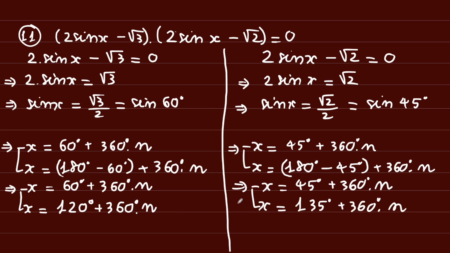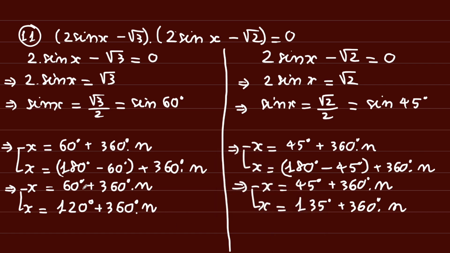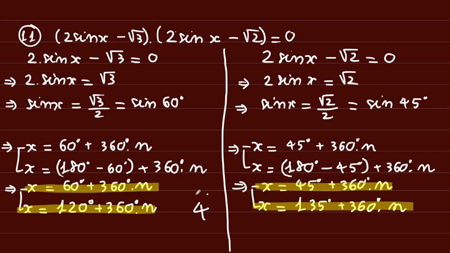Now I have one more question for you. How many general solutions in this case? Let's count. The first one is here, the second one is here, the third general solution and the last general solution. We have 4 general solutions in this exercise. So that is the biggest number from example 1 to example 11 in this video, right?